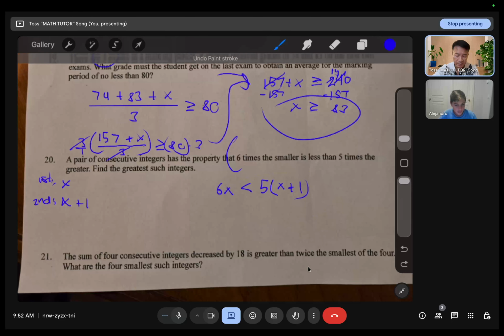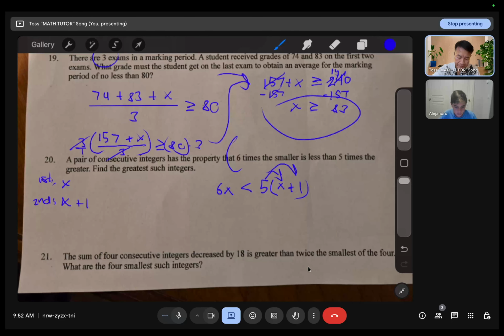So let's solve it. Distribute. So 6x less than 5x.